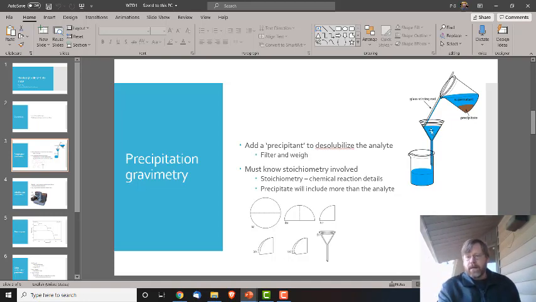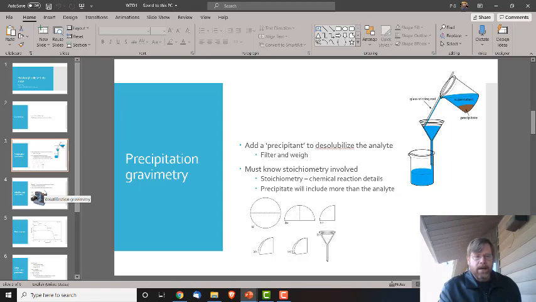Your funnel is going to be held by probably a ring on a ring stand, so you don't have to worry about holding the funnel while you're pouring. So there are some techniques you can draw from that diagram there.